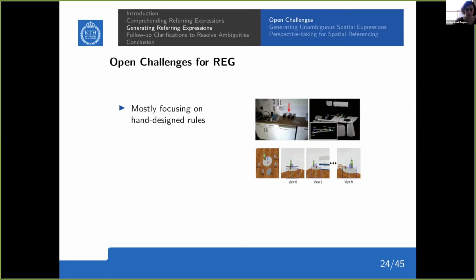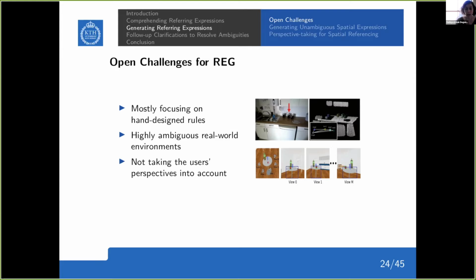The previous methods mostly focused on hand-designed rules and thresholds. And they didn't, again, focus on highly ambiguous real-world environments. And lastly, while generating these expressions, they didn't consider the user's perspective. They didn't consider where the user is located. So they didn't generate an expression from the user's perspective, where to the left, to the right, in front, behind would change depending on your perspective in the real world.